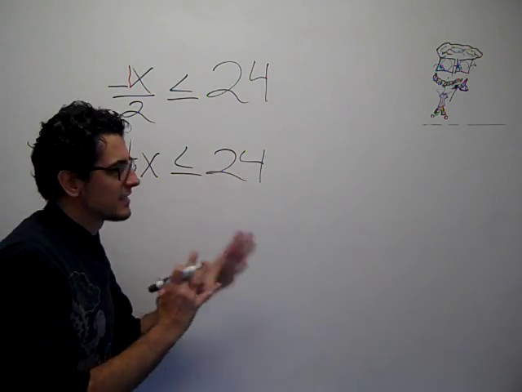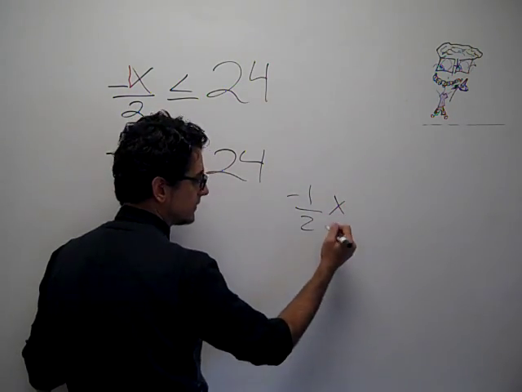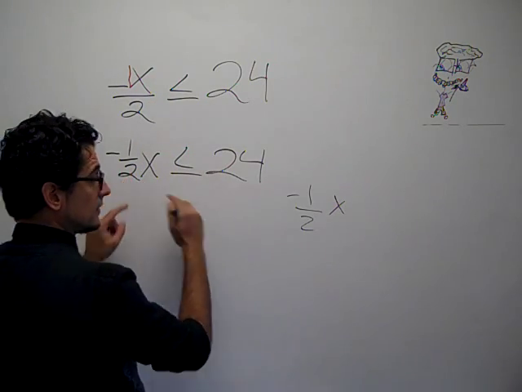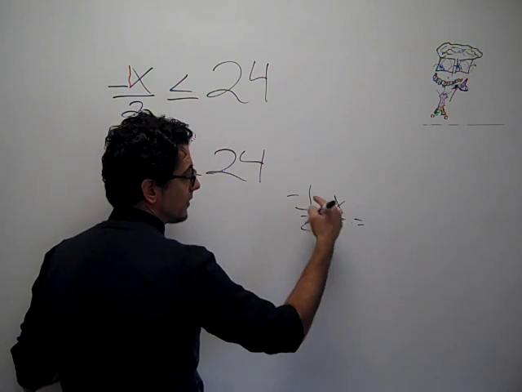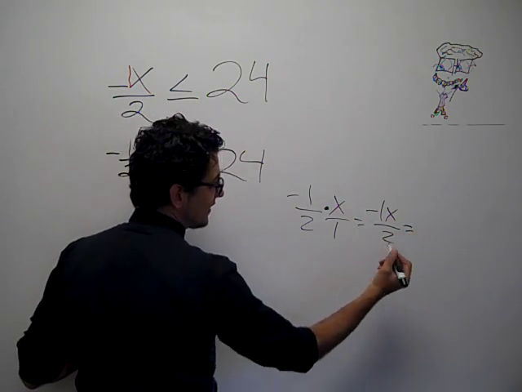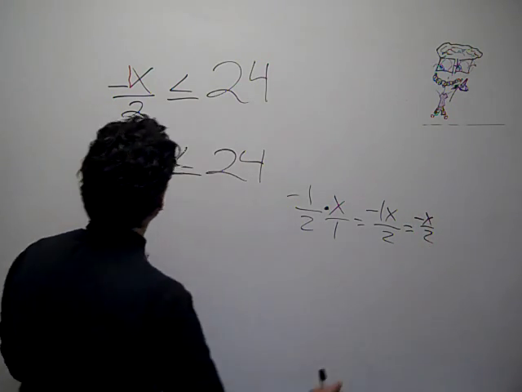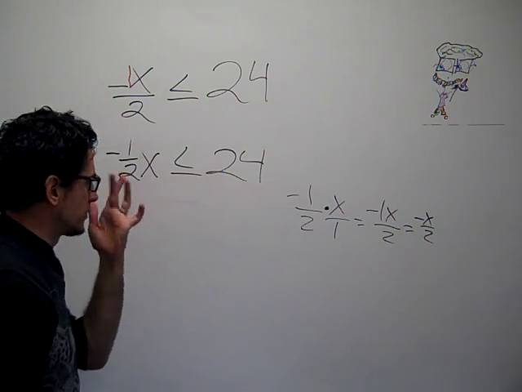If I take negative 1/2 and multiply it times x, because that's what this means, I'd put x over 1 and end up with negative 1x over 2, which gives me negative x over 2. That is the same thing that we had up there. Cool? All right, so check it out.